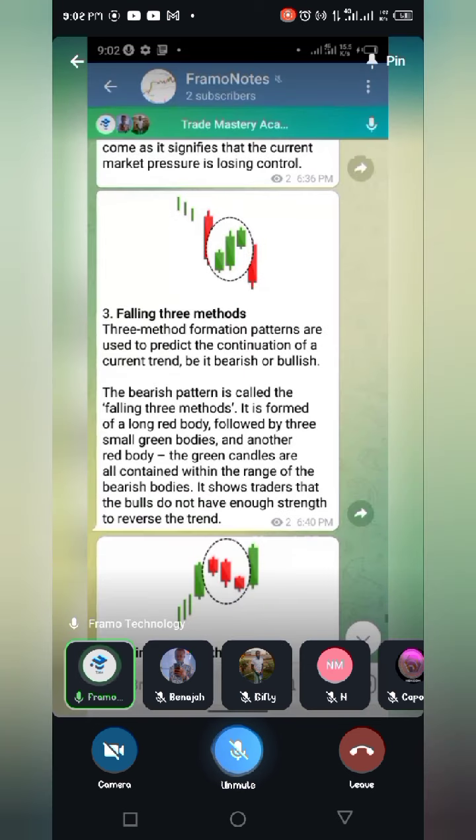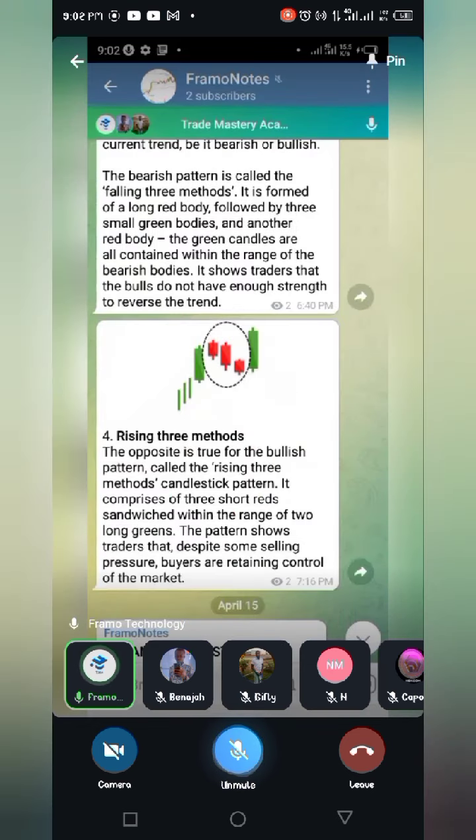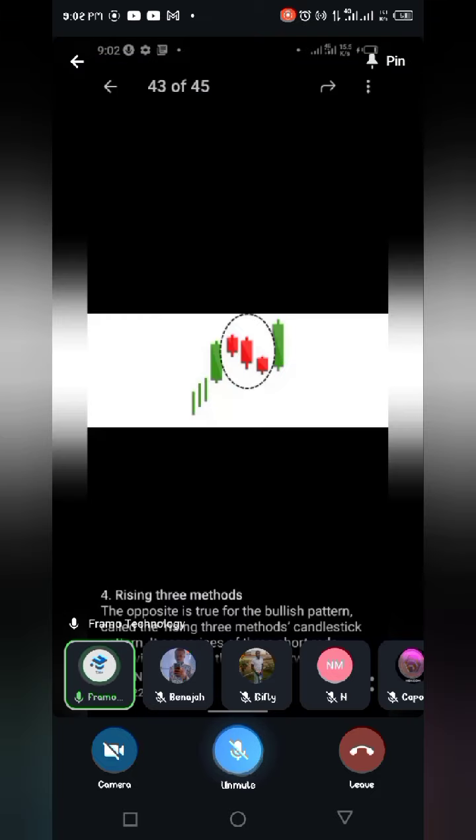This is the opposite of the rising three methods. There will be a downtrend followed by three green candles, but they will not be able to engulf the previous red. And when this happens, we call it what? The bullish continuation pattern. Then they continue that. That is the rising three methods.